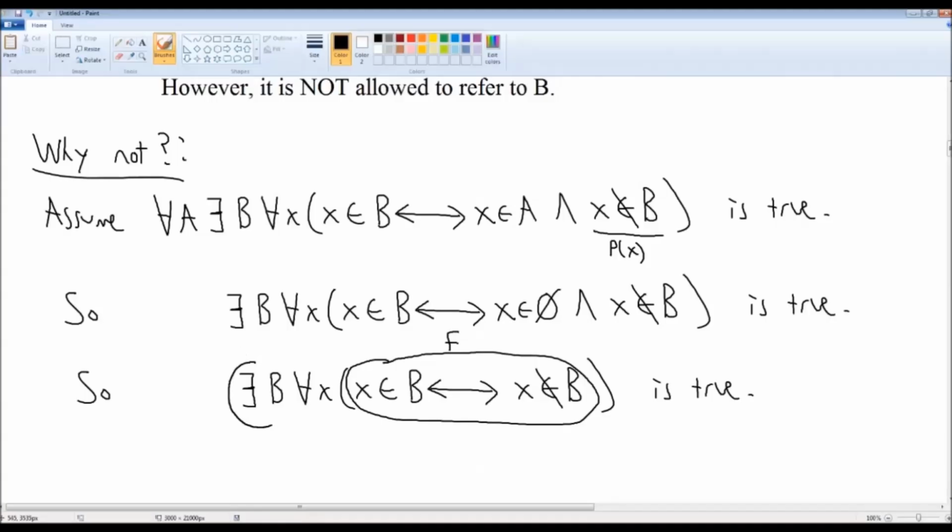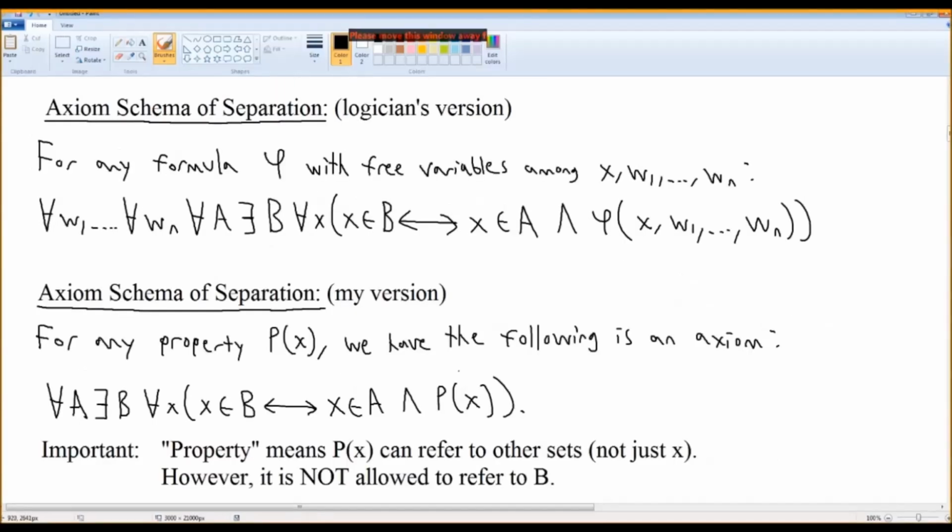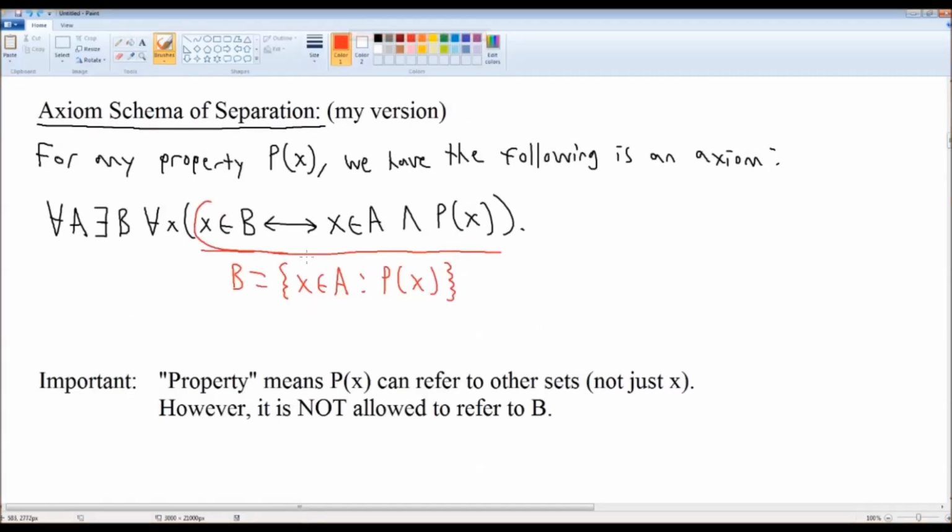Therefore, we're saying there exists a set B such that for all X, some false statement is true, which is absurd. So this is a contradiction. So moral of the story, our P of X cannot refer to this B. That kind of makes sense because this part of the axiom just means B equals the set. And it would be kind of weird if this P of X could refer to the whole set itself.